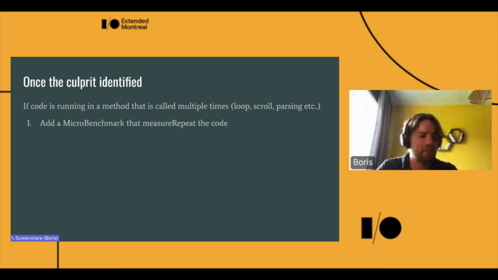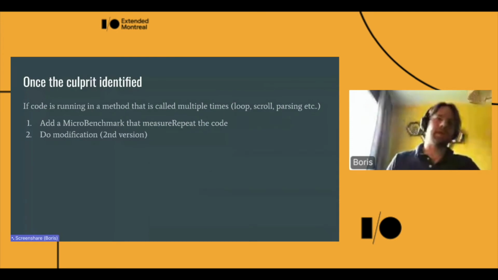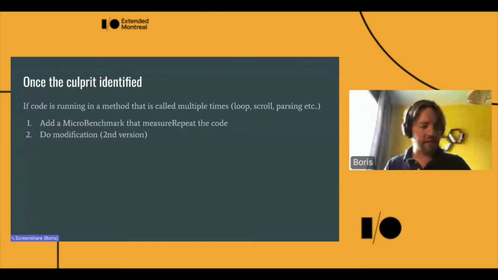So you will not have good feedback on how you are improving your code when you make changes. If the code is run in a loop, you will add a MacroBenchmark and do some modifications on your code. What I would say is, have two versions of your code, the old one and the new one, and just compare the results when you run the two codes.